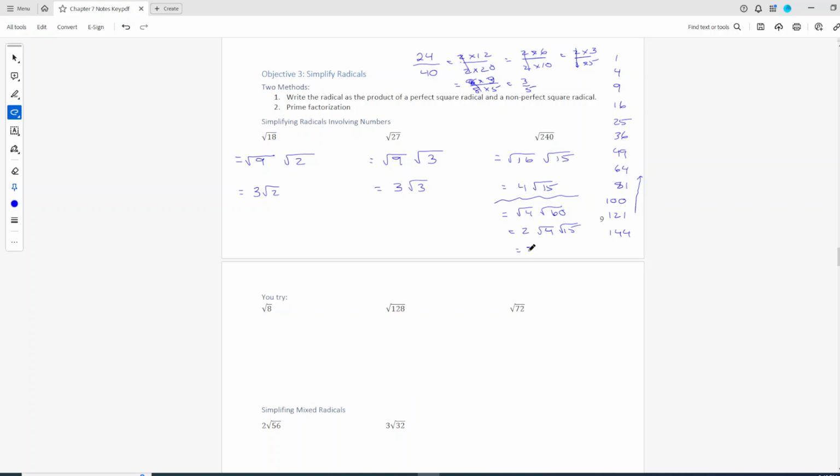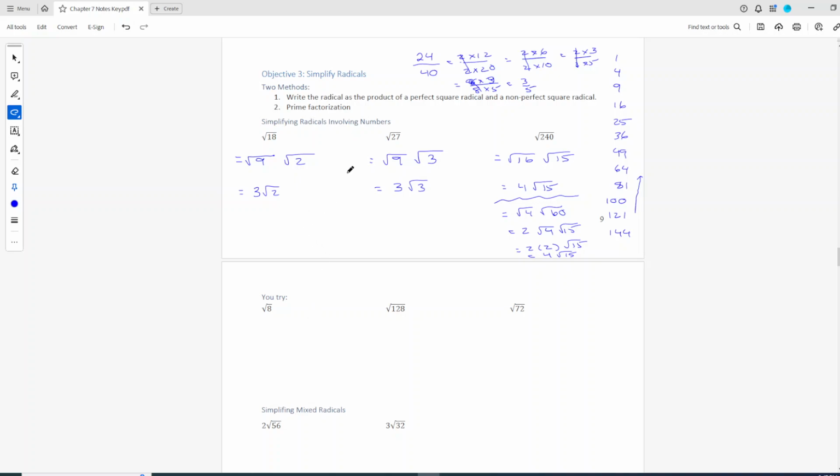So then I'd be left with 2 times 2, which would give me 4 root 15. So I get the same answer. It's just whether I had to simplify twice or whether I could do it all in one step. Now, this is one method for simplifying radicals.